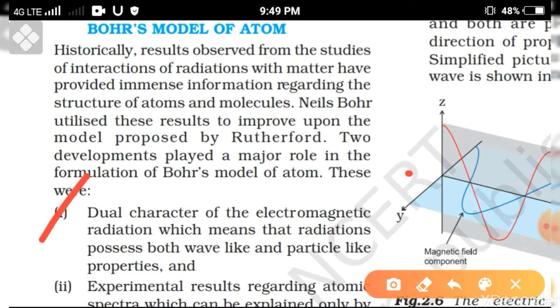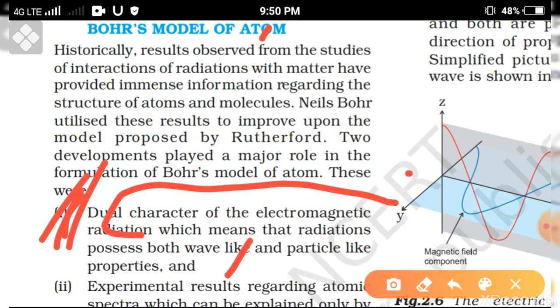The first is the dual character of electromagnetic radiation, which means that radiations possess both wave-like and particle-like properties. Electromagnetic radiation has dual character, meaning it has both wave and particle nature.